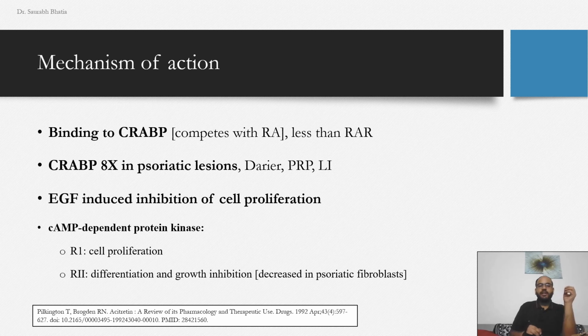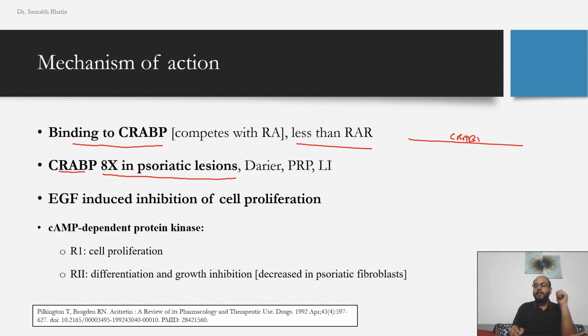Now, as we have mentioned earlier, the binding is stronger to CRABP. CRABP less than RAR. CRABP was found to be about 8 times increased than normal in psoriatic lesions. So if you have normal skin, you have a certain number of CRABP2, and in a psoriatic plaque, CRABP2 is increased roughly about 8 times. So the amount of CRABP2 present at the level of psoriatic lesions is high. And since acitretin has a preferential binding to CRABP2, it gets sequestered mainly in the psoriatic lesions where the action is required. That makes acitretin a good drug for psoriasis.